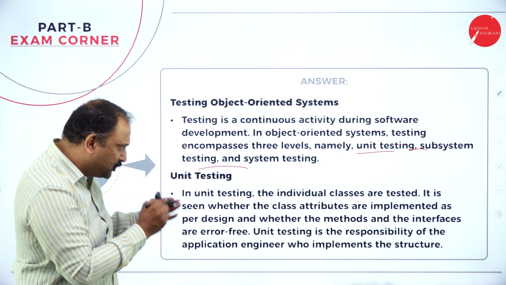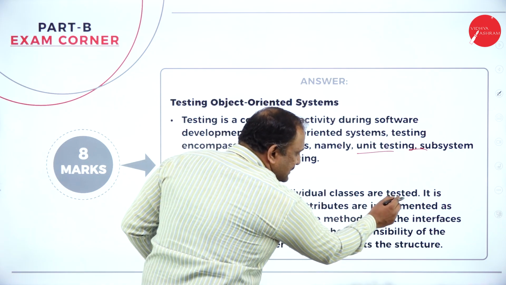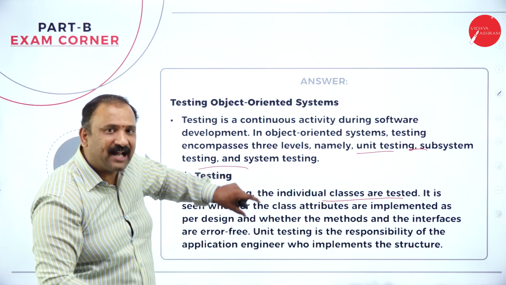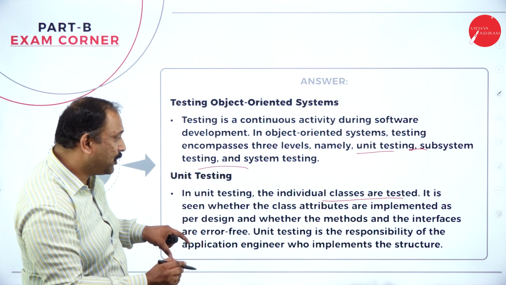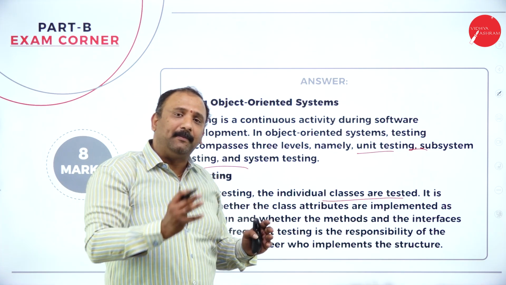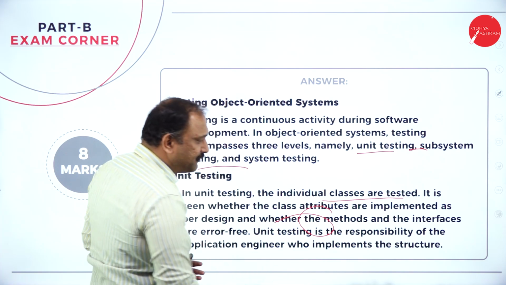So let's first start with unit testing, in which individual classes are being tested. It is seen whether the class attributes are implemented. That's very, very important. As per the design and the methods, you will not be able to implement a unit on your own will and wish. So you have to go as per the methods and interfaces.